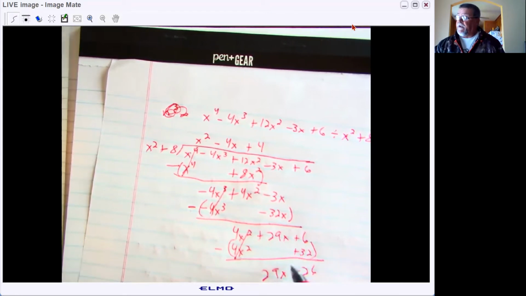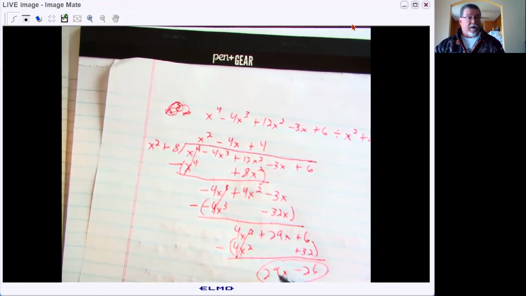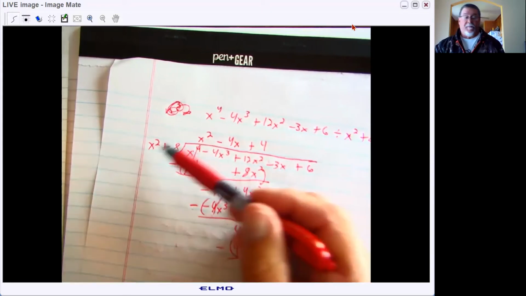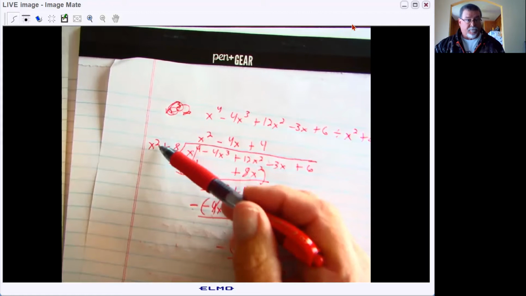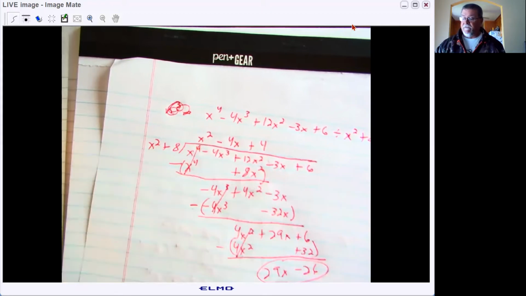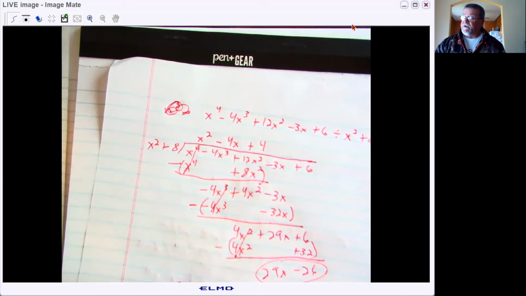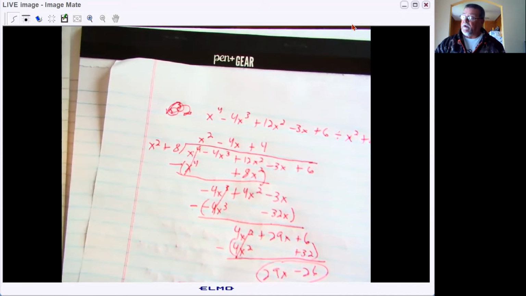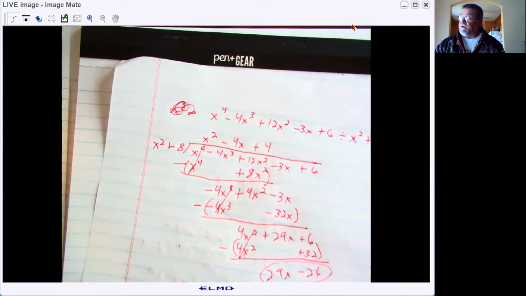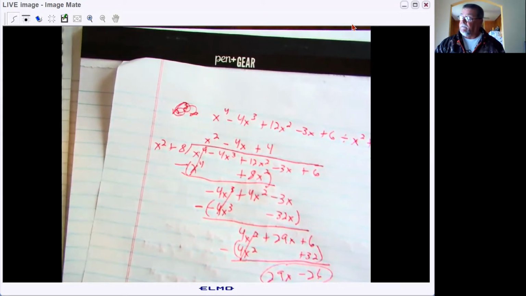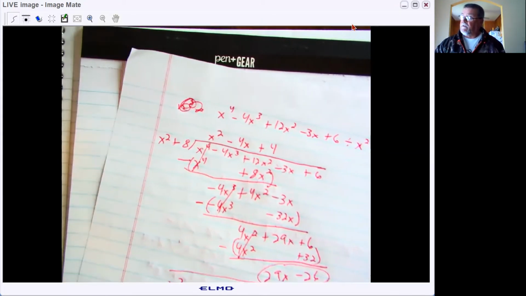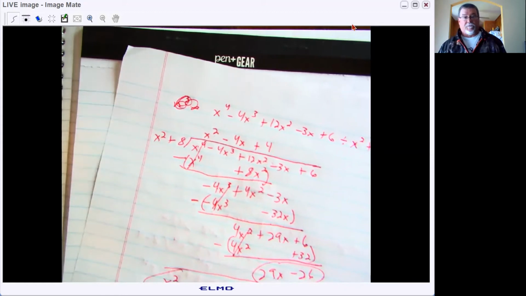All right, so this is my remainder. Why? It is my remainder because 29x cannot be divided by x squared. So I can't go any further. So my answer, my quotient is x squared minus 4x plus 4 plus 29x minus 26 over x squared plus 8. And this is my quotient.